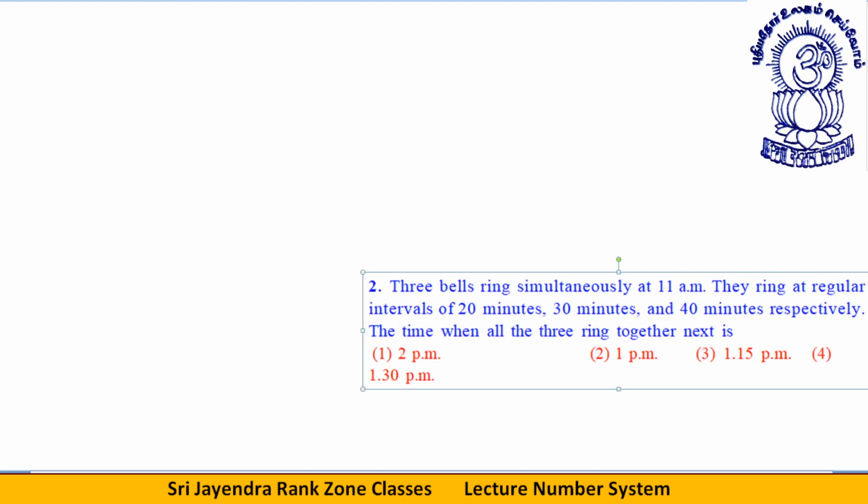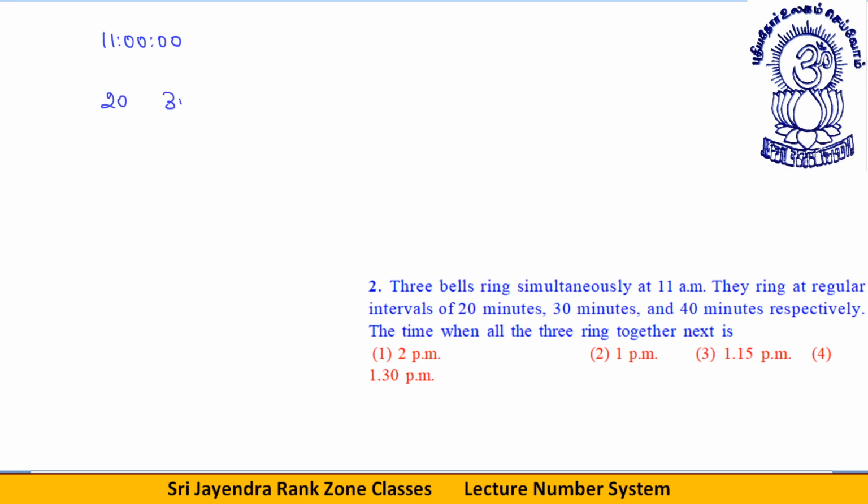Let's take the next question. Three bells ring simultaneously at 11 a.m. They ring at regular intervals of 20 minutes, 30 minutes, and 40 minutes respectively. The time when all the three ring together next is?